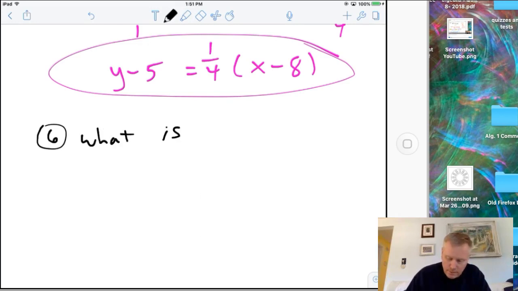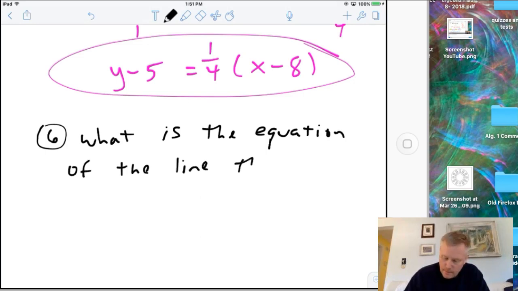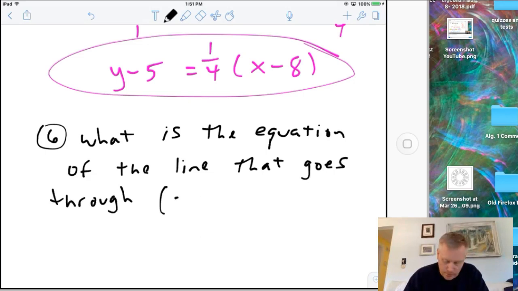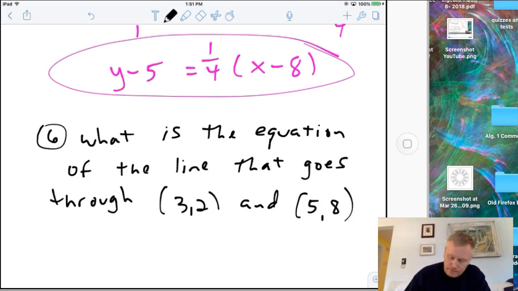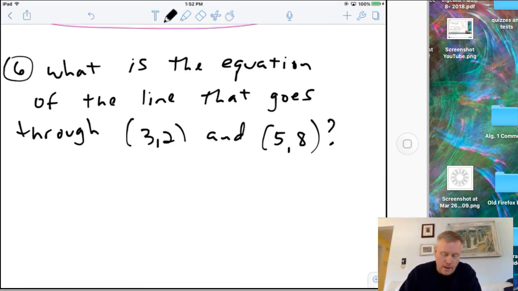What is the equation of the line that goes through 2 points, (3, 2) and (5, 8)? All right, so this one.